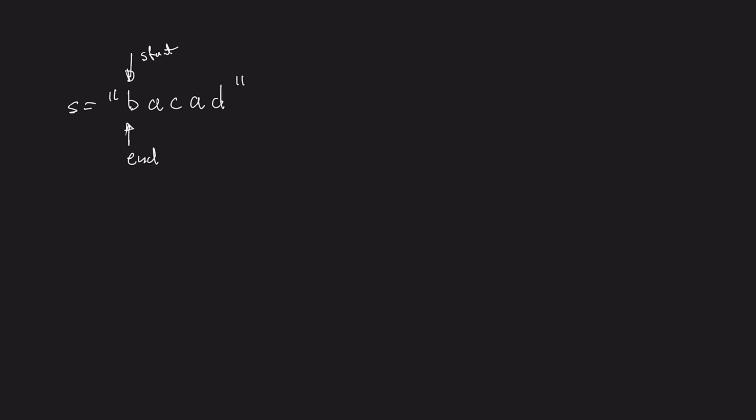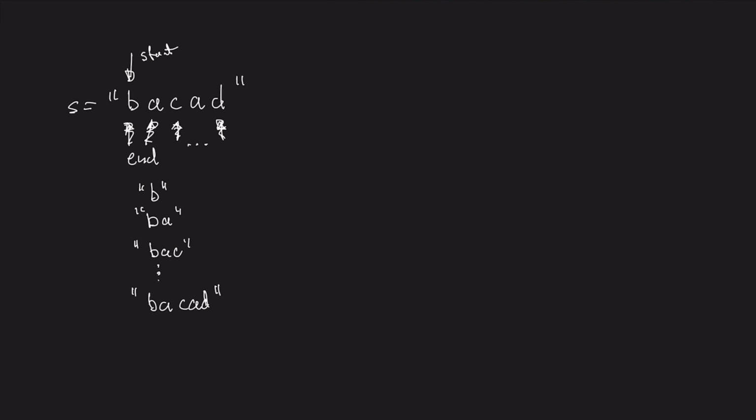So in this case, start is B, end is B, so the substring is just B. This is our first substring. We will move the end pointer to the next letter, and our substring will be BA. And we will continue, we will move it to the next letter, and the substring will now be BAC. And we will do it until we reach the end of the string, and the last substring would be BACAD.